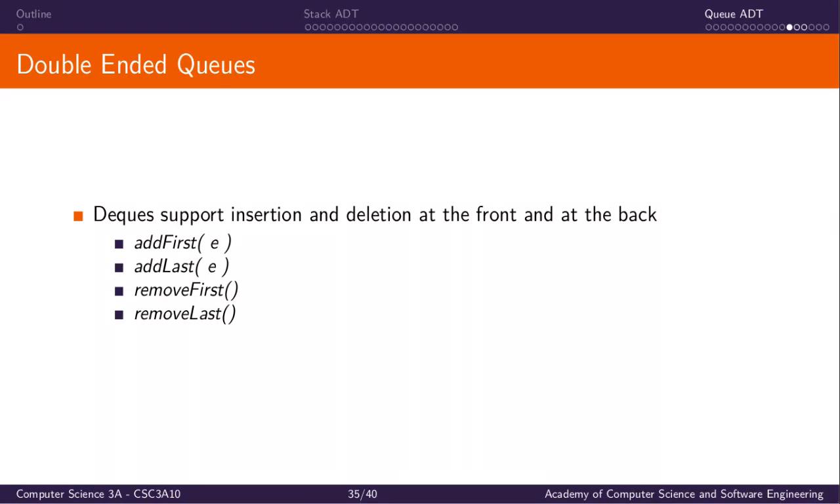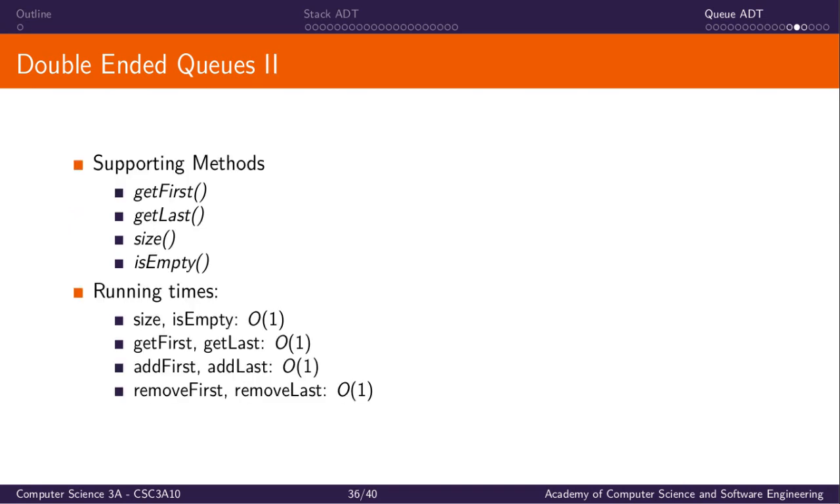What does big N represent? The capacity of our array. So how many elements could actually be stored within that array? Again, we have size and is empty, but now instead of just having get first, which returns without removing the value stored at the front of our queue, we now have get first and get last. So we can access both the front and the back of that queue.